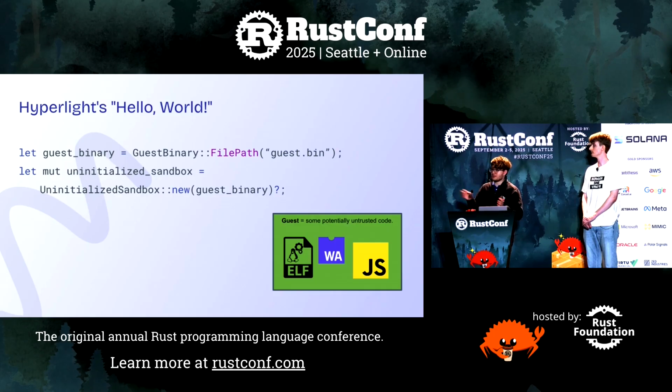So once you have your guest, say your ELF binary, you provide it to the uninitialized sandbox, which will allocate some memory in the host. It will then load the guest binary onto that memory. If you provide some extra blob data, you can also load it at that step. Essentially, this is mainly just setting up the initial memory layout without actually going into the VM.